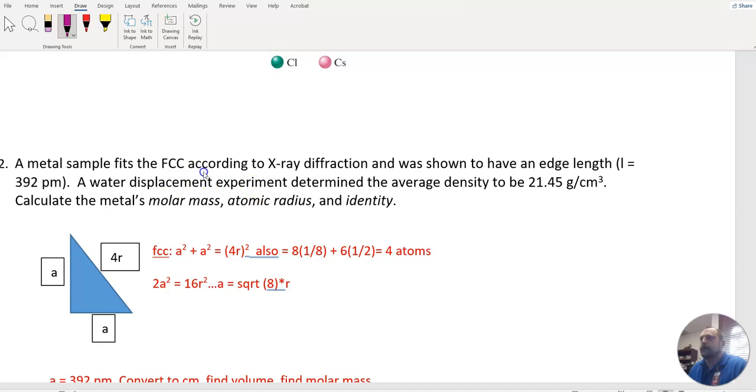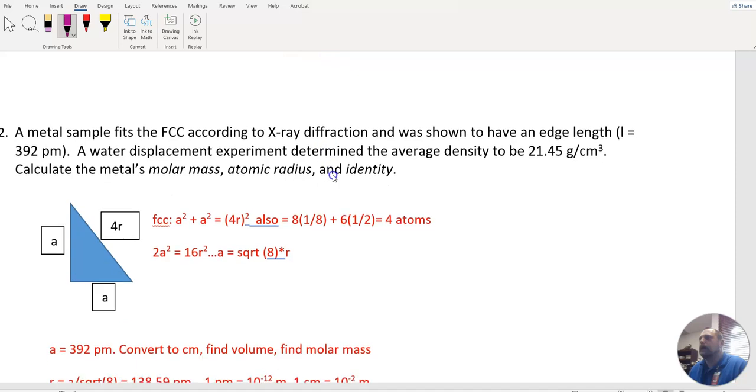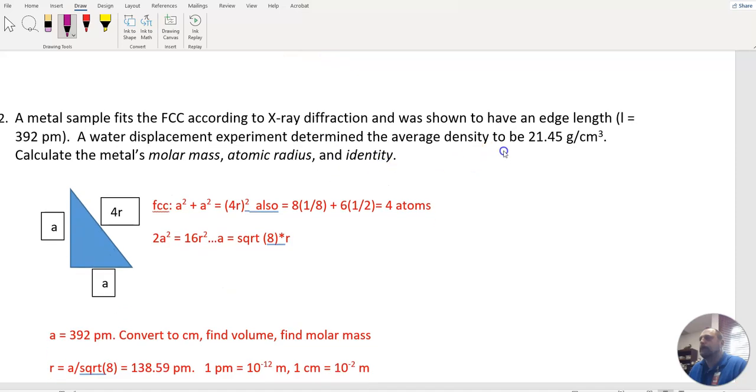So for this one, they said we've got FCC, X-ray diffraction. They gave me the length, and so I'm going to use that length to find the edge length, that's a. I can use that to find the radius, and that's what they asked for there. They also gave me the density, and because it's FCC, I know it's 4 atoms, and so I could figure out the grams per mole. That'll give me the molar mass.